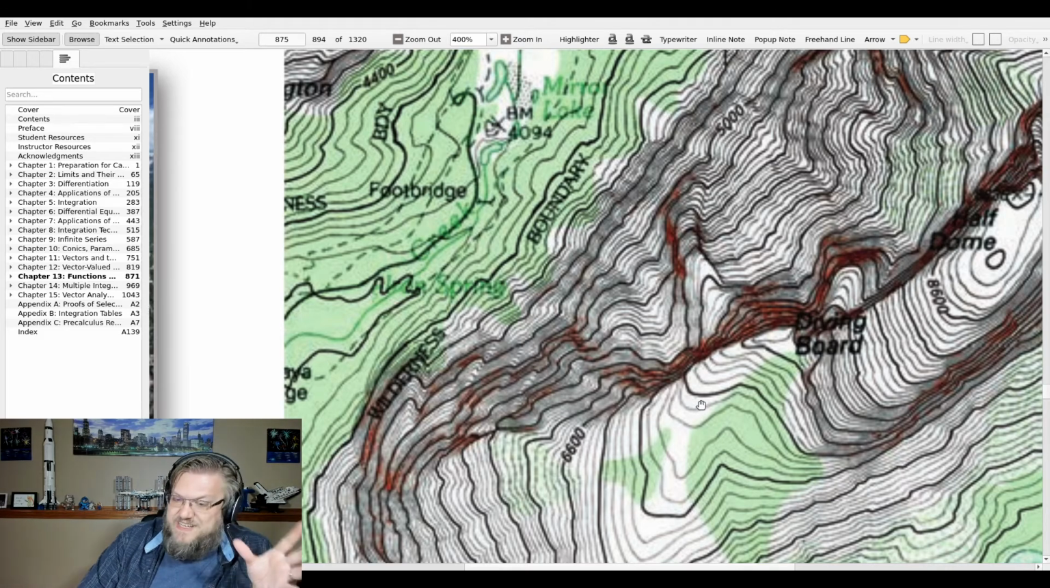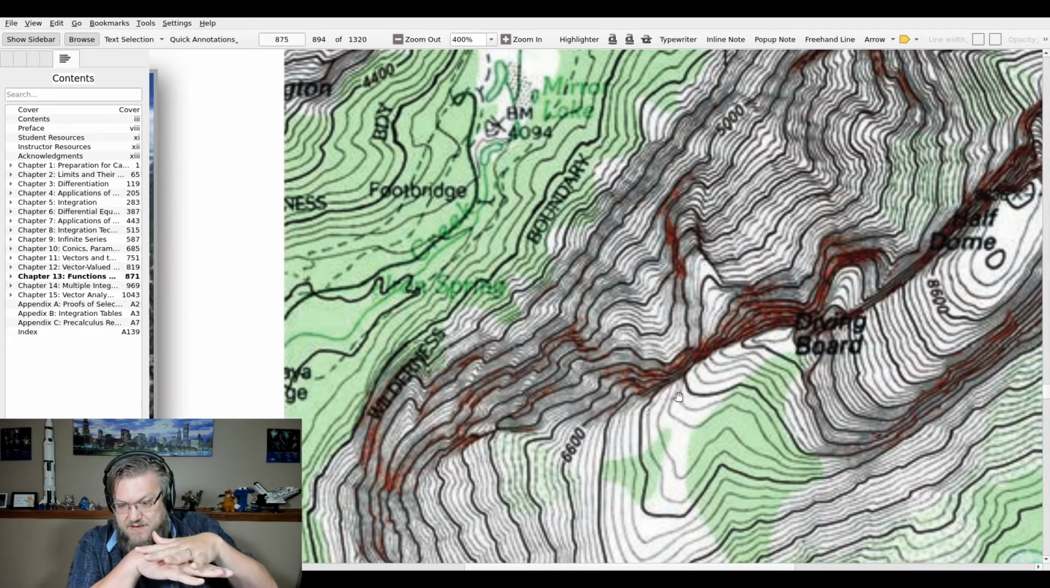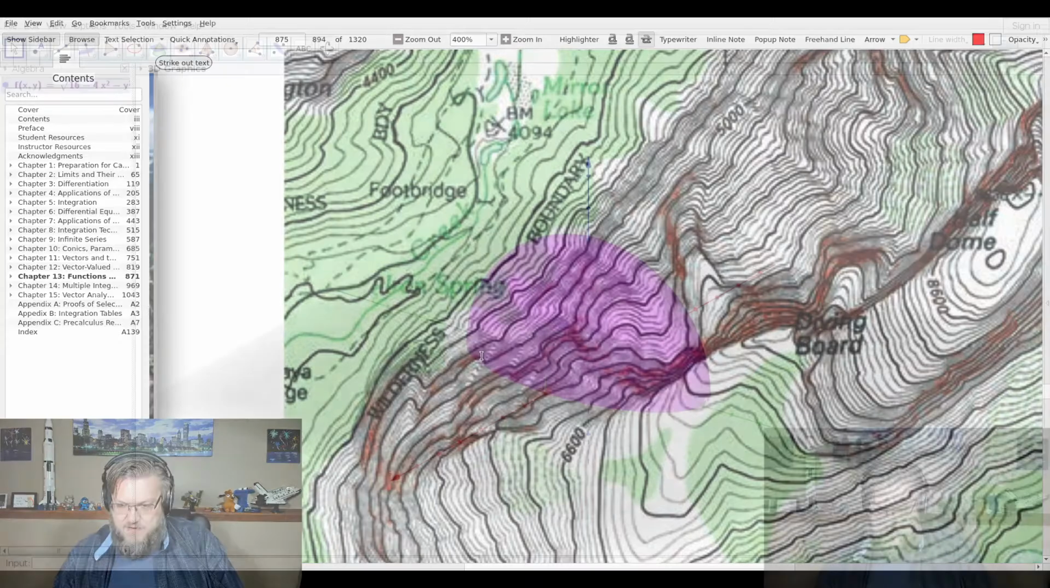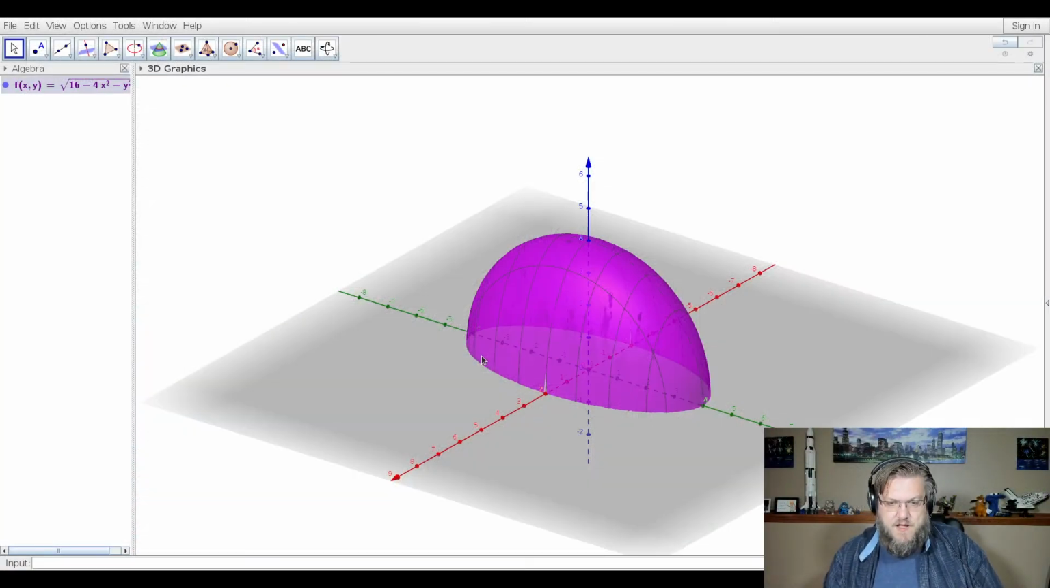And so this is the idea of level curves. Level curves allow you to visualize a 3D thing onto a flat map, right? By representing the heights at various places by curves on that flat map, all right? Let's look at what we can do here on GeoGebra. I drew a thing. Let's see right here.